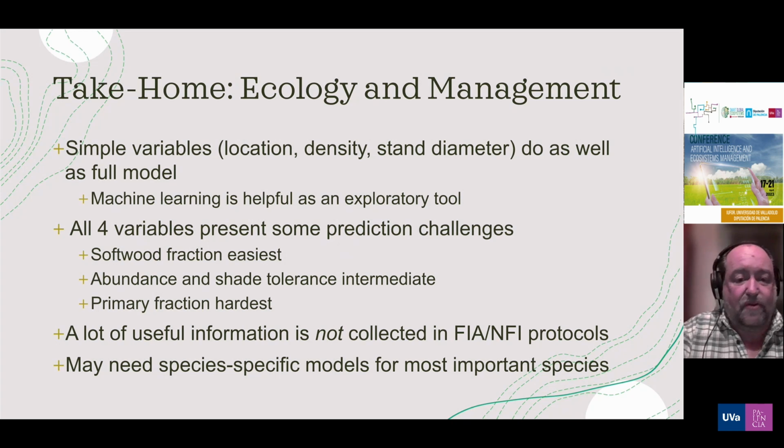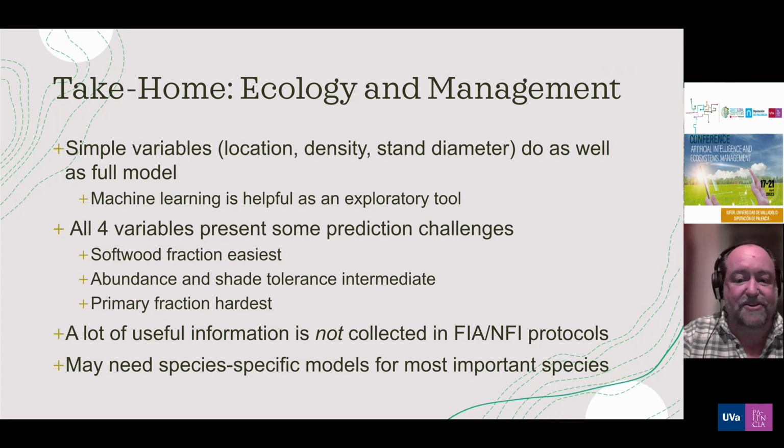On the other hand, all four of these variables, even though I said, oh, I'm going to simplify the problem, they all present some serious prediction challenges. Predicting softwood fraction is easiest. That's just a simple reflection of overstory composition. The abundance of regeneration and the shade tolerance of the mix, yeah, we can kind of predict those, but there's a lot that's missing. Trying to understand whether the regeneration is desirable, that remains the hardest problem, and that's not something that AI alone is going to solve for us.